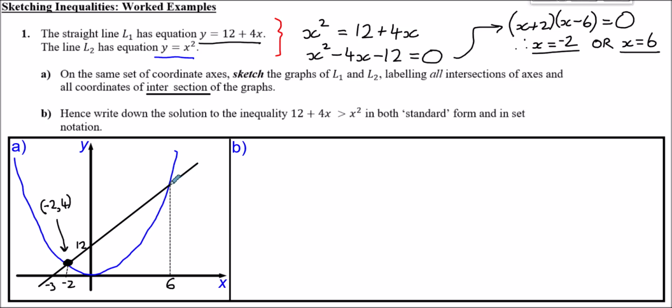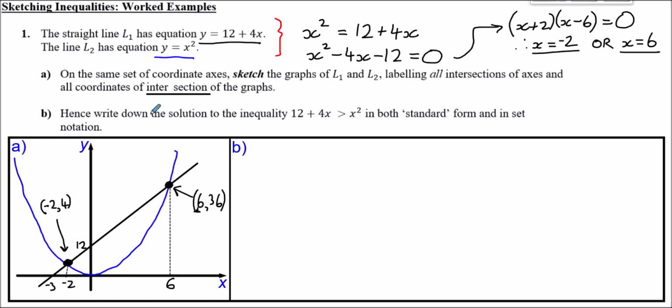And this coordinate here, where x is 6, we can substitute x equals 6 into either one of these equations. I'm going to go for the quadratic. When x is 6, y, which is x squared, is going to be 6 squared, which is 36. And so this coordinate is 6, 36.